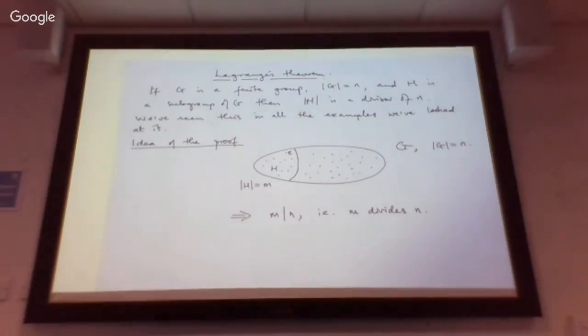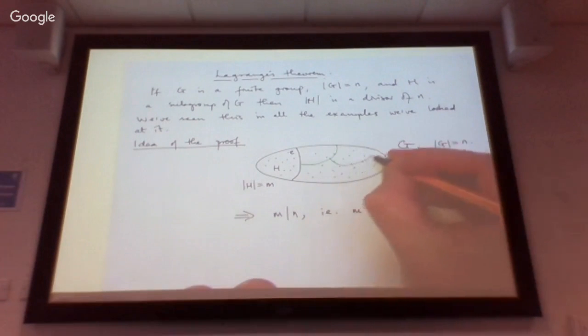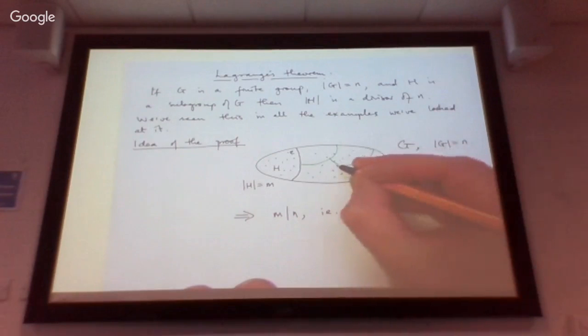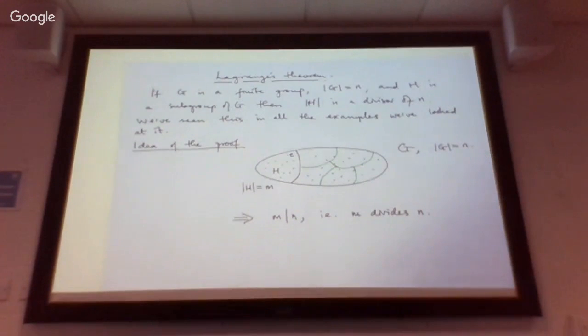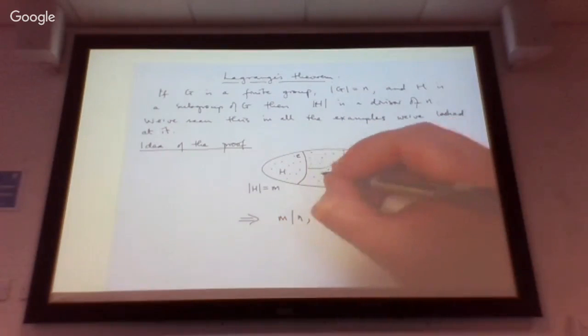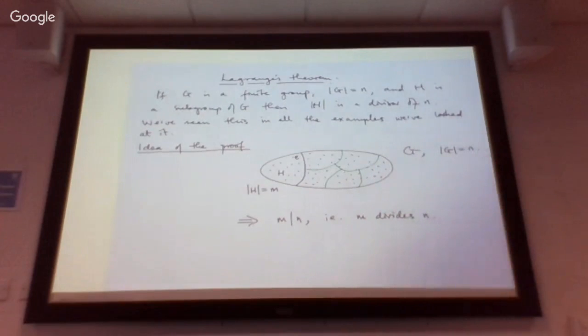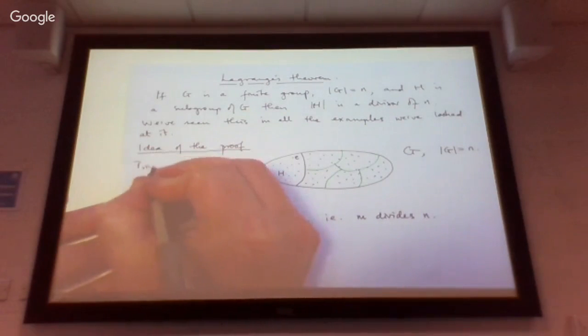So the idea of the proof is to partition, that's the technical term, the rest of the elements of G. I'll just put a cloud of points around, but it's supposed to be that there's the same number of points in each cell. So the idea of the proof is to produce a partition.